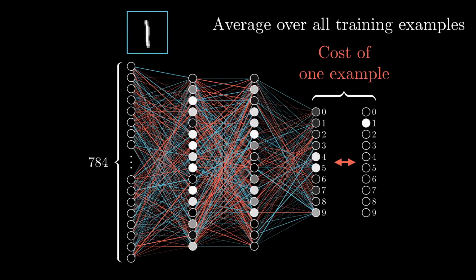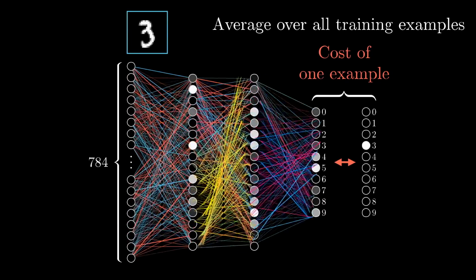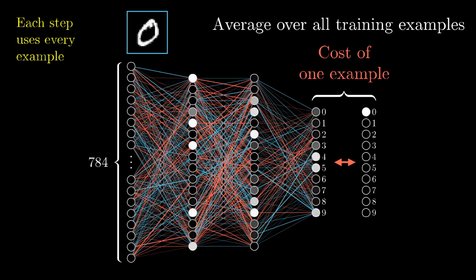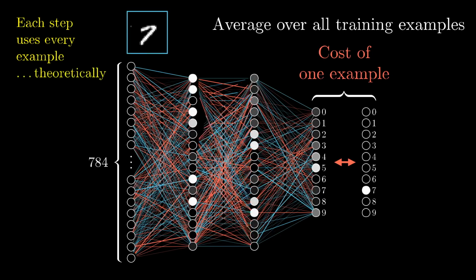Because the cost function involves averaging a certain cost per example over all the tens of thousands of training examples, the way that we adjust the weights and biases for a single gradient descent step also depends on every single example. Or rather, in principle it should, but for computational efficiency, we're going to do a little trick later to keep you from needing to hit every single example for every single step.